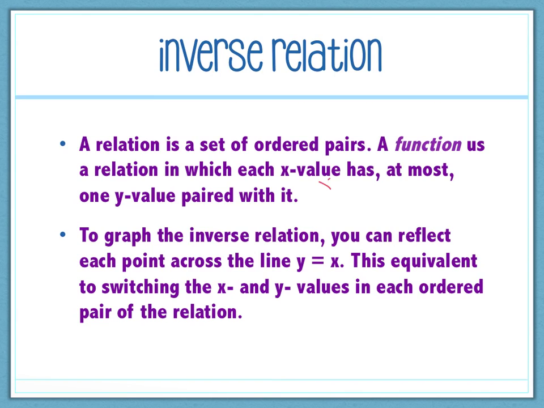So if I had something like xy, and I had 2 with 1, and then I had 2 with -1, this might be a relation, but it is not a function. You can't have the same x with a different y.